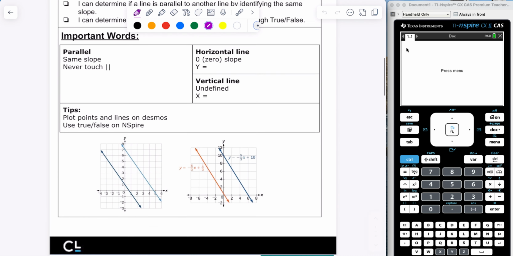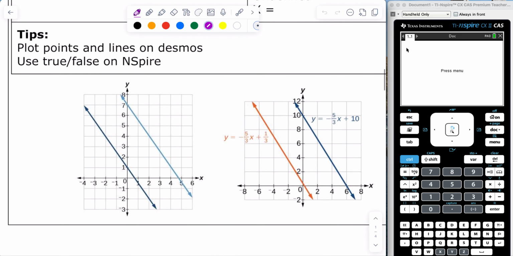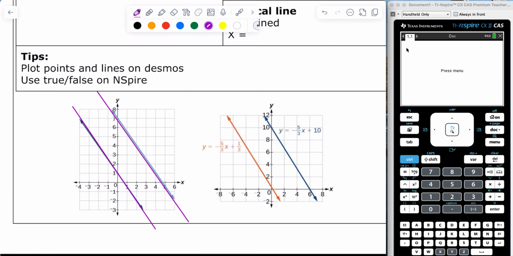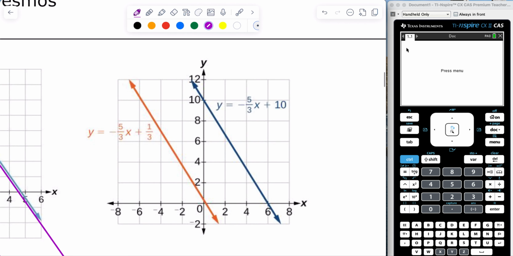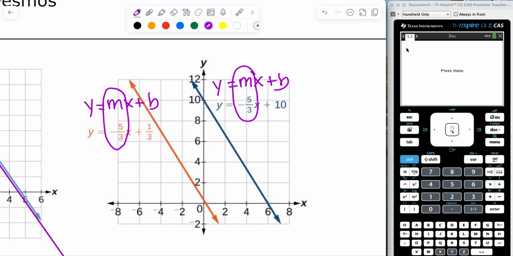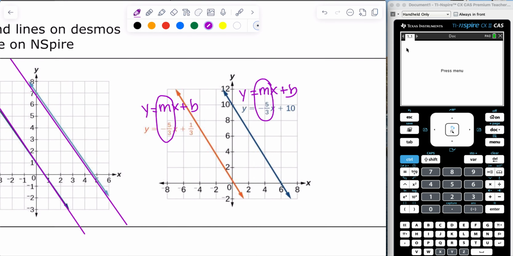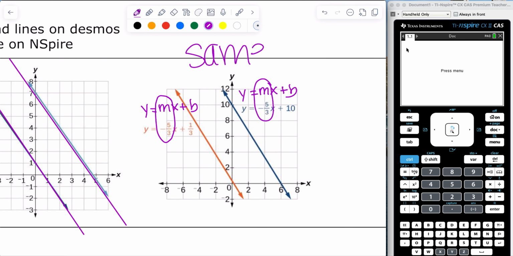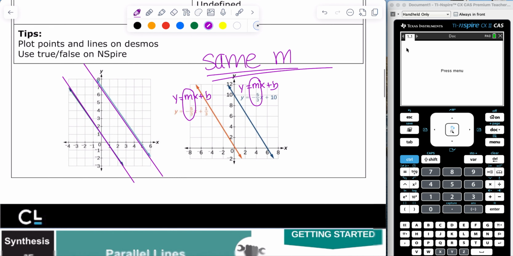On parallel lines. Remember, parallel lines are two lines that never touch. So you have a line here and you have a line here. They will never touch. And they also have the same m, always the same m. So if we're looking at this, we have the m is -5/3 here, -5/3. Those lines are parallel. Same m, very important for today.